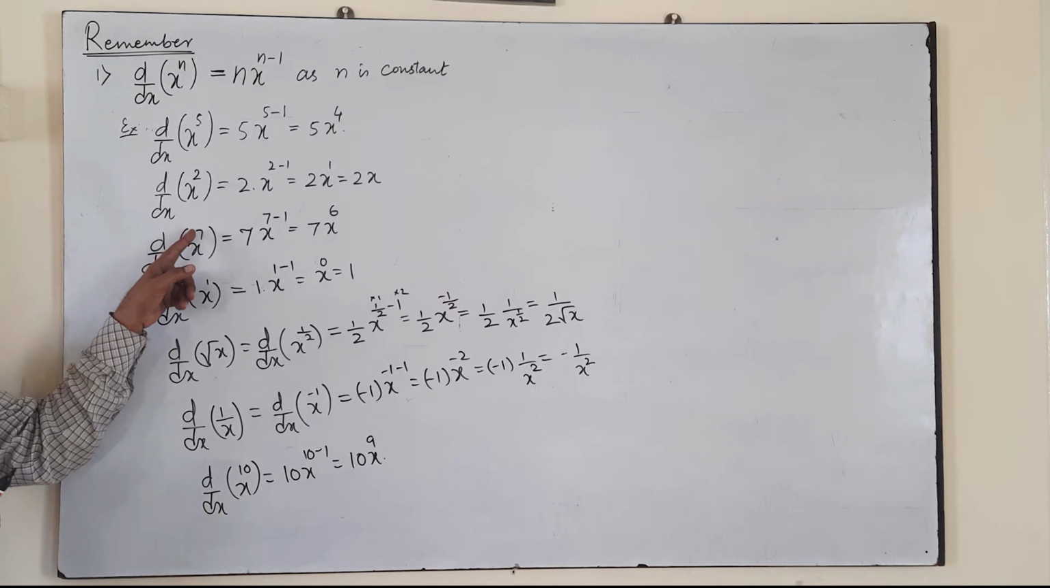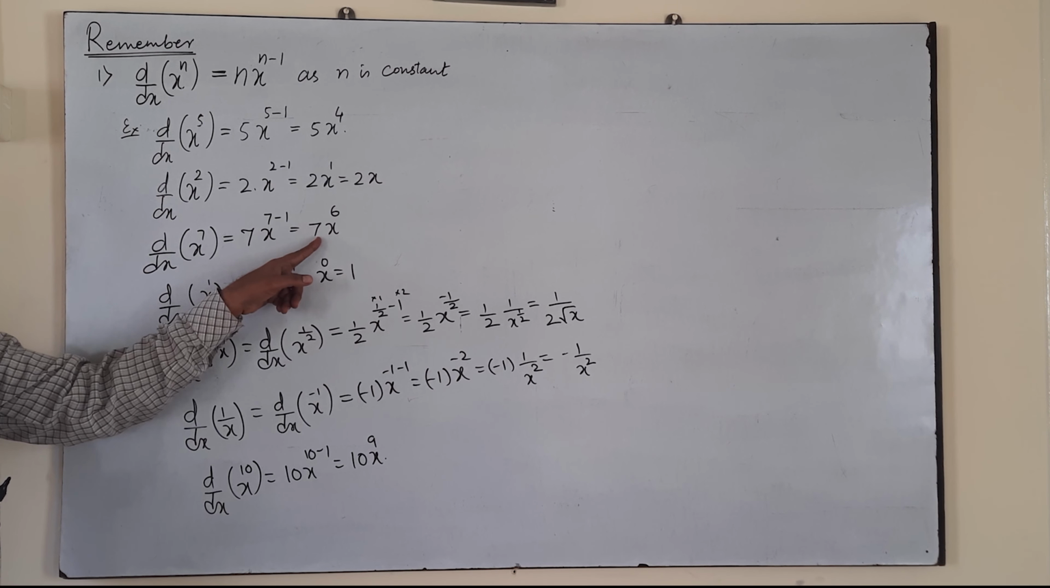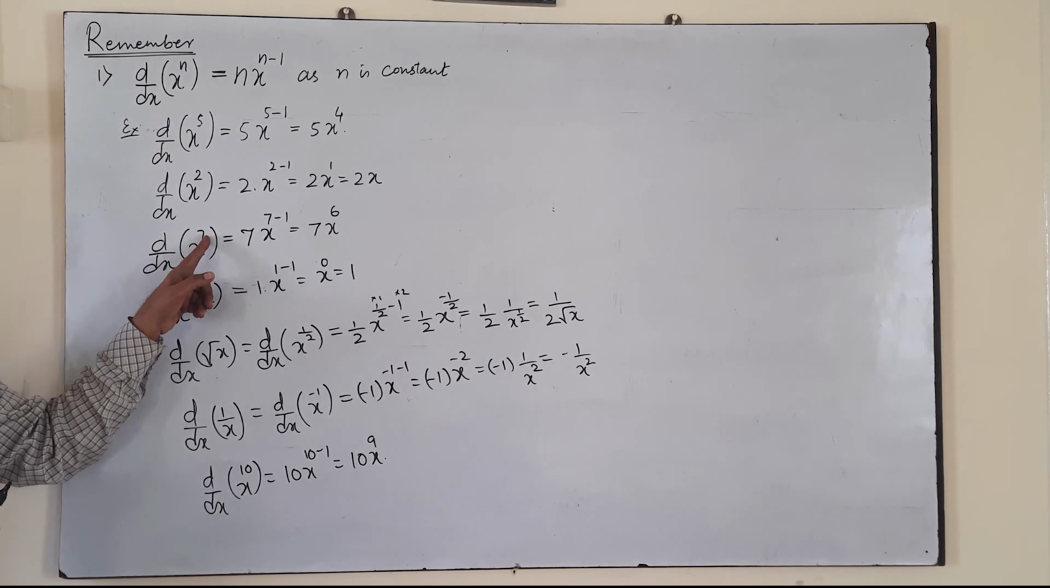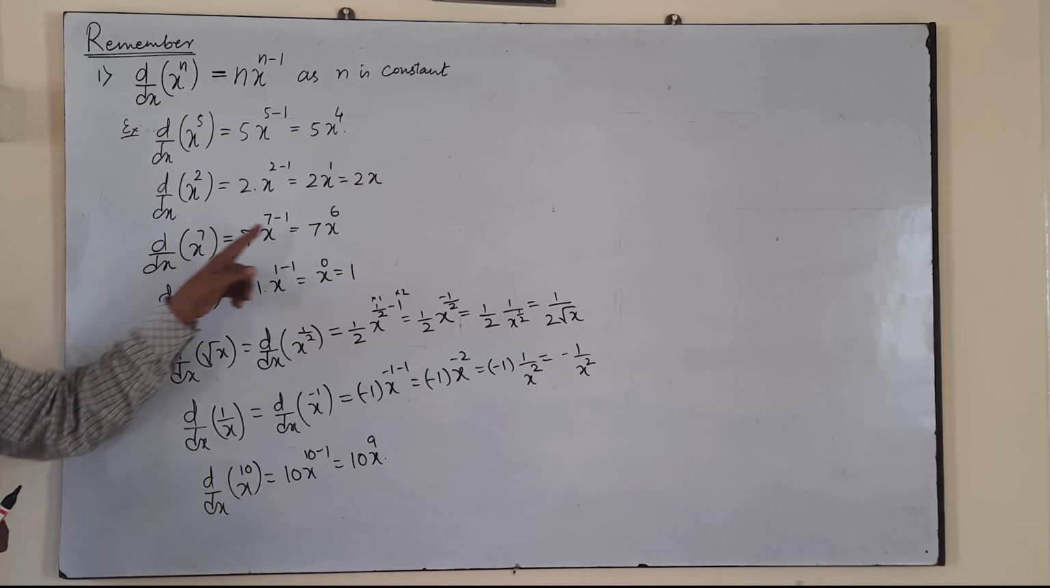ಈಗ ಇಲ್ಲಿ ನೋಡಿ, x ಪವರ್ 7 ಇದೆ, ಪವರ್ 7 ಆಸ್ ಇಟ್ ಈಸ್. 1 ನಂಬರ್ ಲೆಸ್ ಮಾಡಿ, 7 minus 1 is 6. So its derivative is 7x power 6. Derivative of x power 1, 1 as it is, 1 less ಮಾಡಿ 0. X power 0 is 1.